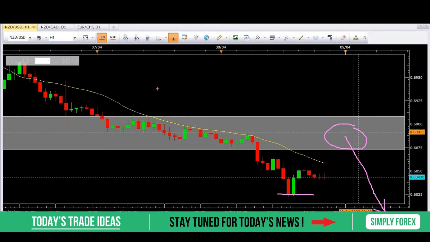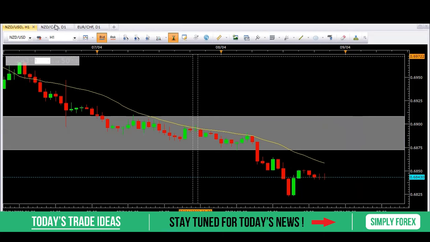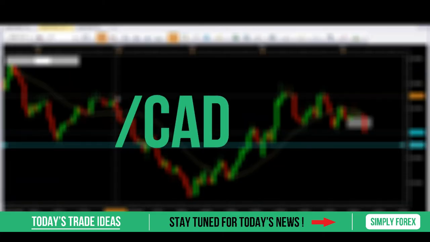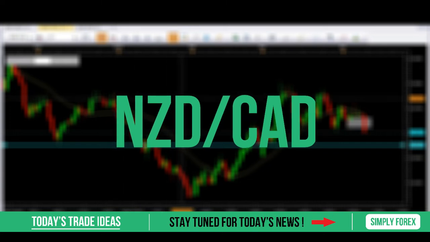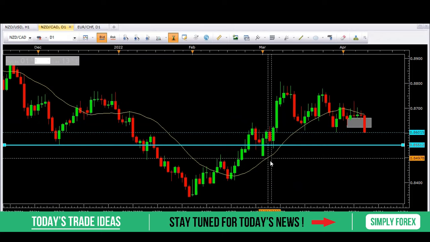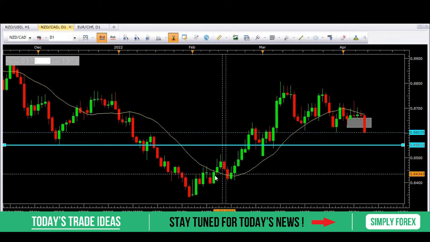All right, guys, so yeah, New Zealand dollar, US dollar short. The next trade we're looking at is this. This is the New Zealand dollar against the Canadian dollar, and we're looking to short this market. So seeing a bit of New Zealand dollar weakness, guys. Again, let me explain the reasons why we're taking a short.